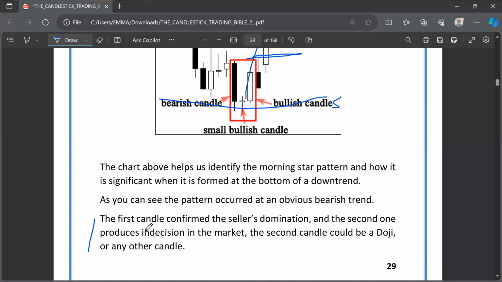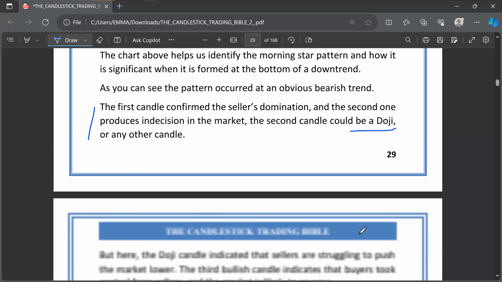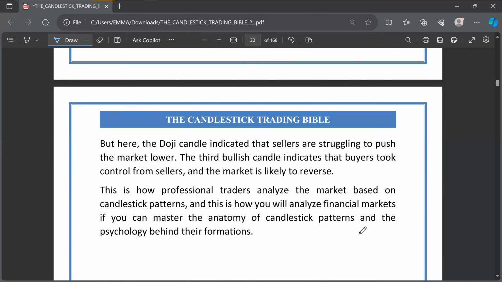The second candle could be a doji. Yes, it could be a doji or any other type of candlestick. This is good for the clarification. It could be any type of candlestick, right? Now, here the doji candle indicated that sellers are struggling to push the market lower, meaning they are losing their power.